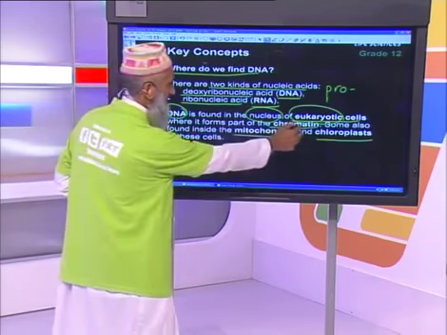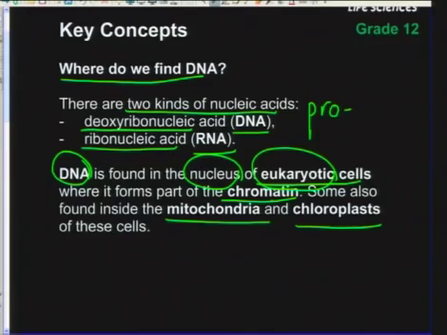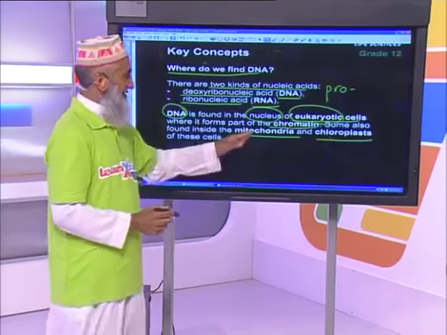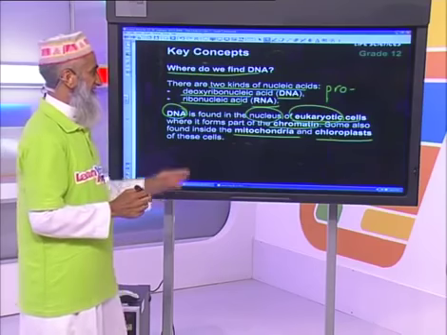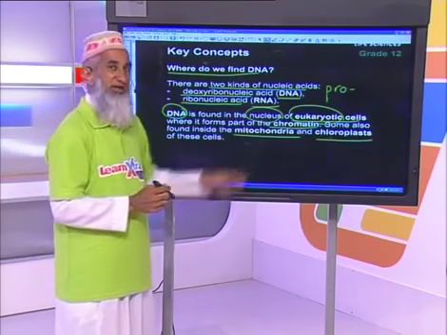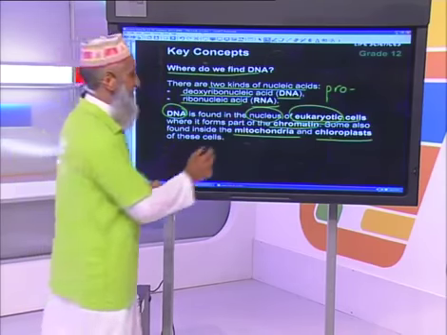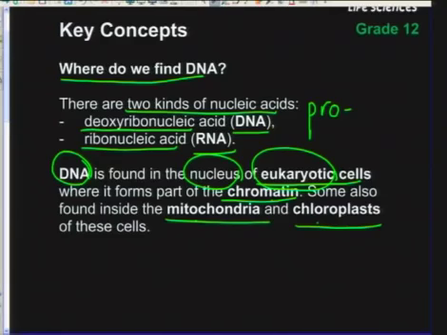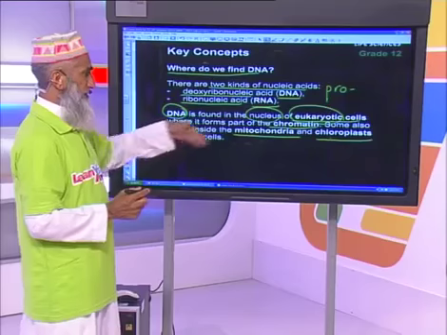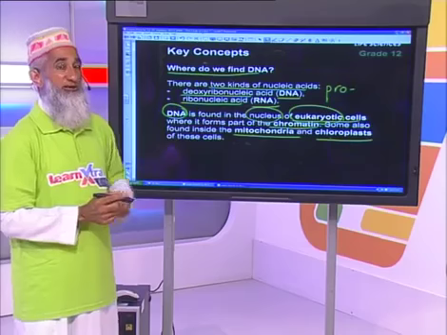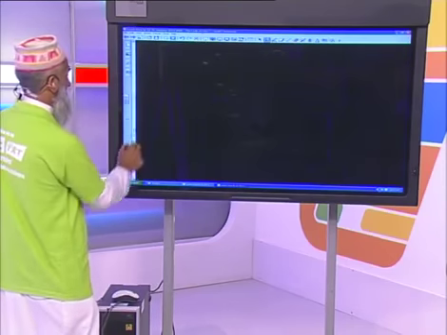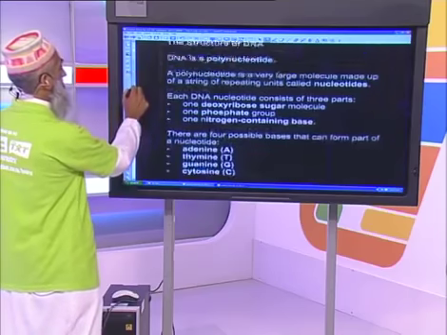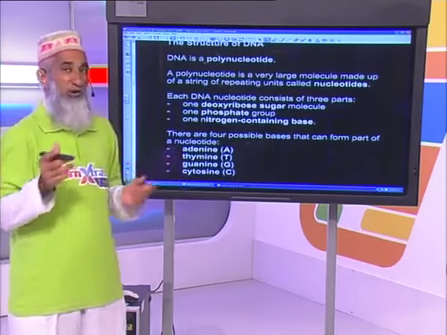DNA forms part of the chromatin, the chromosomes, and some is also found in the mitochondria and some in the chloroplast. Mitochondrial DNA, chloroplast DNA. We are very interested in this DNA that's found in the nucleus, and later in evolution, we are also interested in the mitochondrial DNA. As we progress with the work on DNA, you'll notice we'll talk more about mitochondrial DNA. So we know now where it's found.